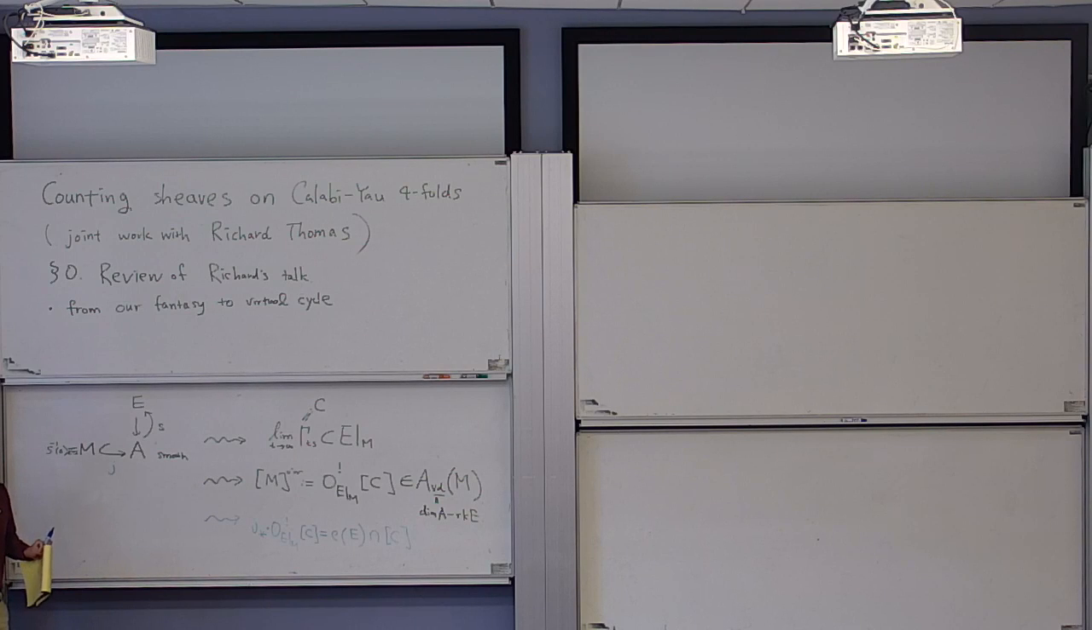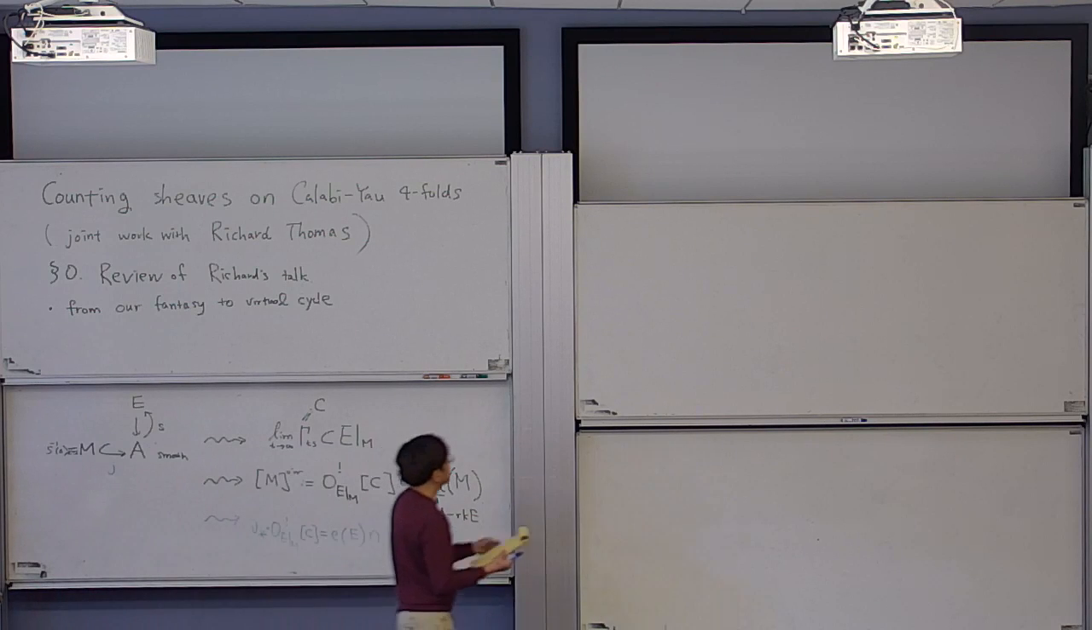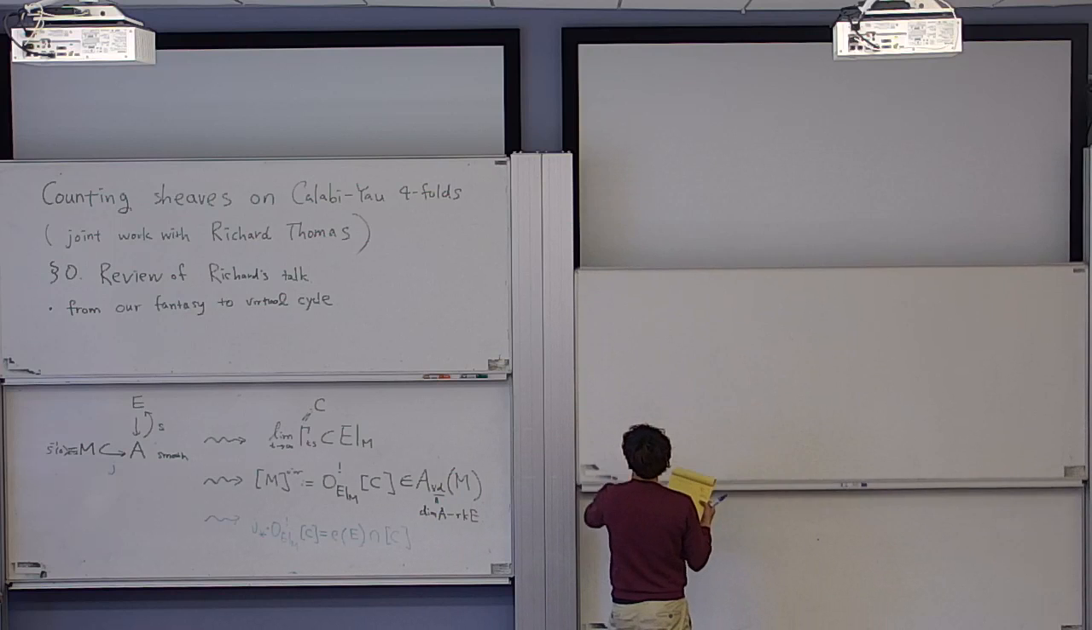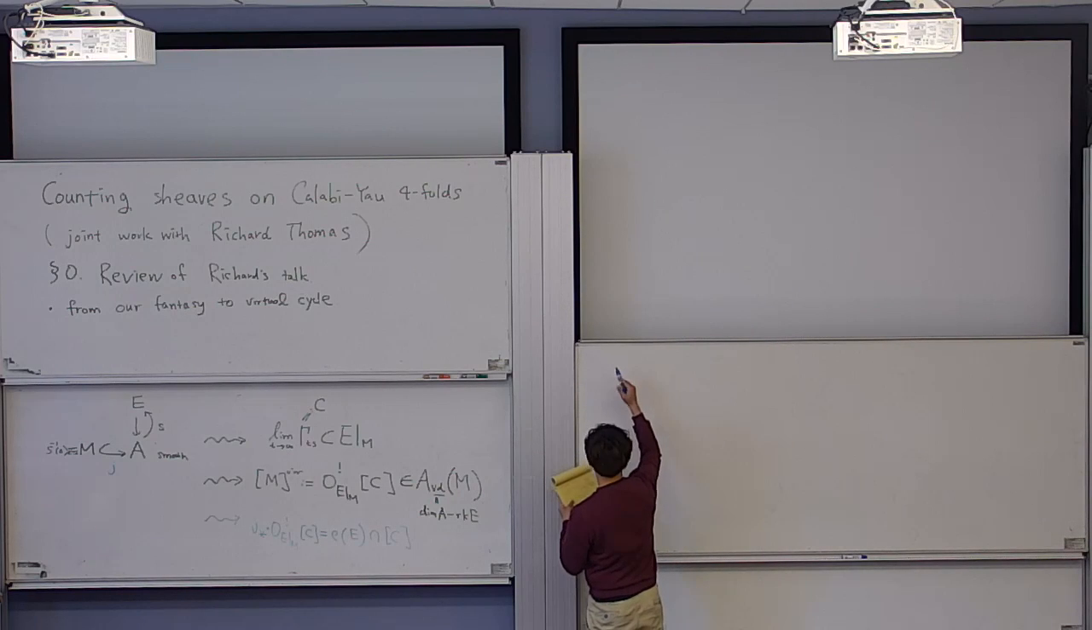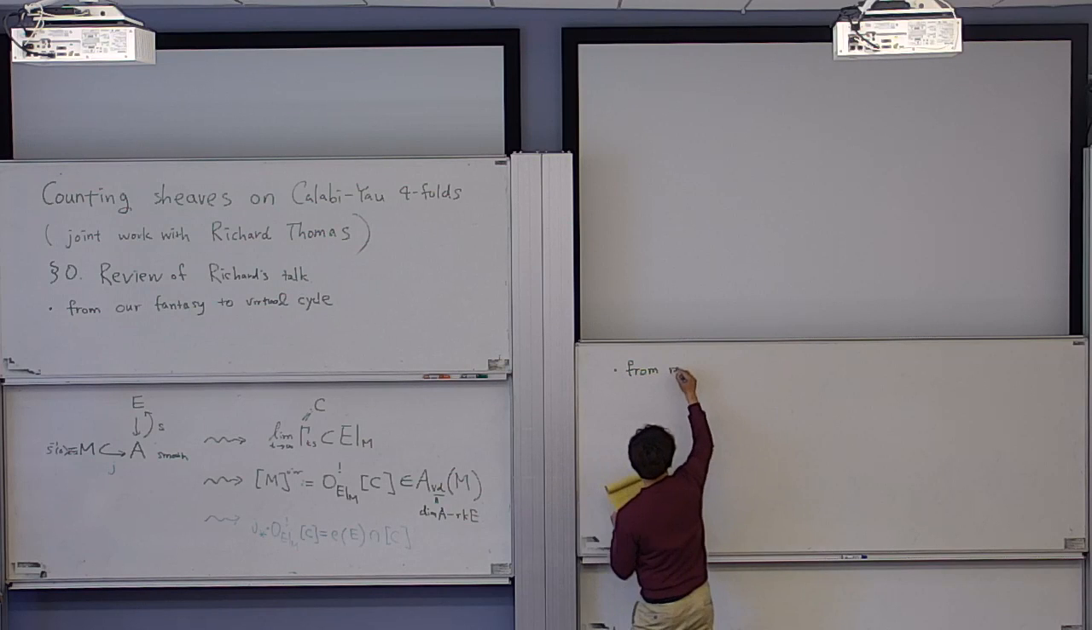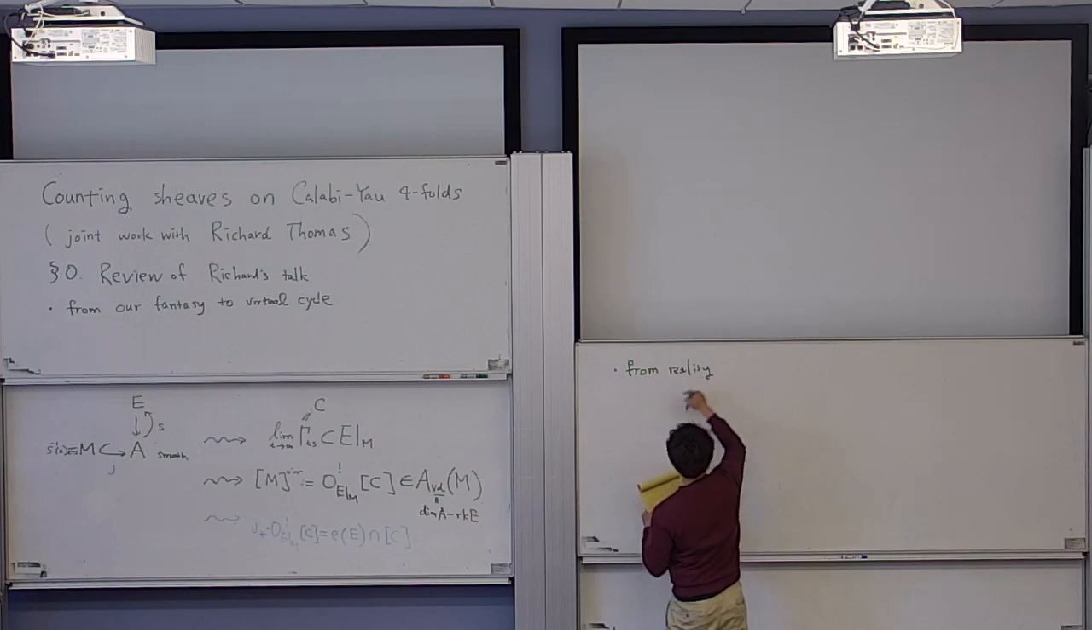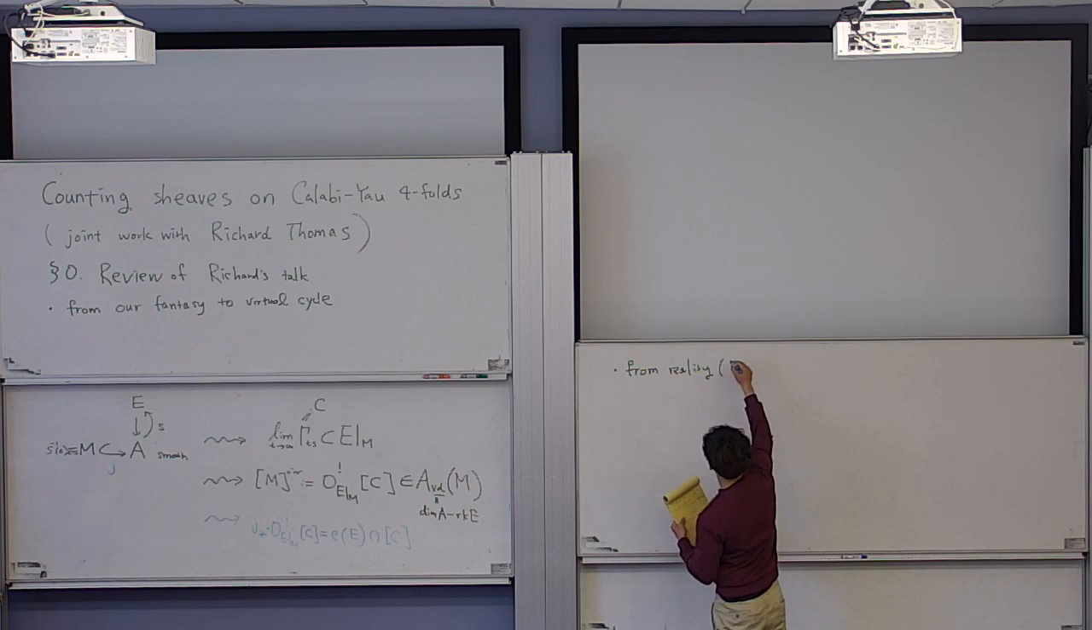So this starts with this fantasy, so it's not reality. He also explained how in reality we can get virtual cycles. This reality is the definition of Behrend-Fantechi.